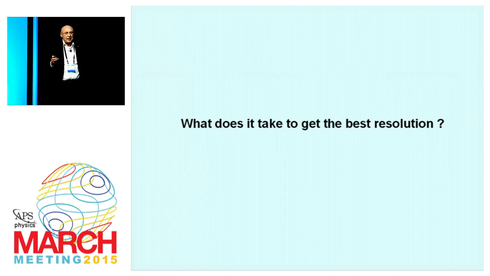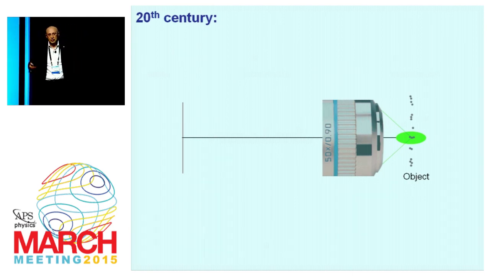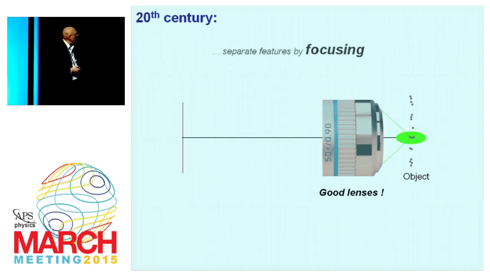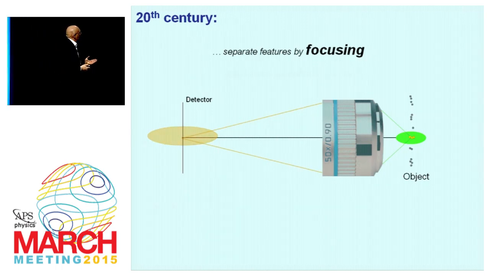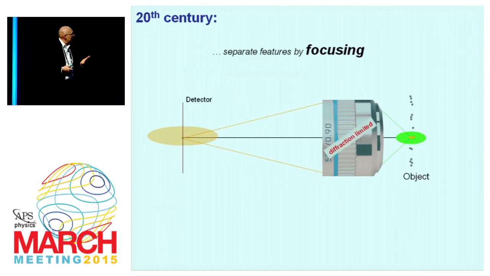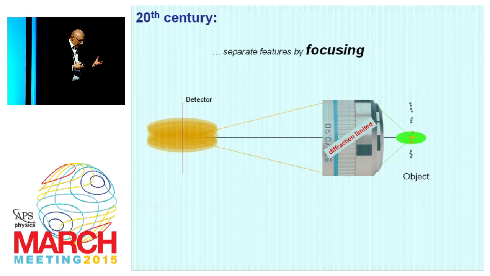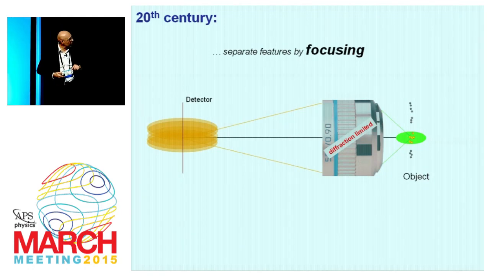Now, let's assume you had asked this question in the 20th century. The answer would of course have been good lenses. Why? Because the separation of features was done by the phenomenon of focusing. The better the focus, the better you can separate. But using focusing for separation is, of course, limited by diffraction. That is very clear. If several features fall within this spot of light, then we cannot tell the features apart. So what was the solution to the problem?